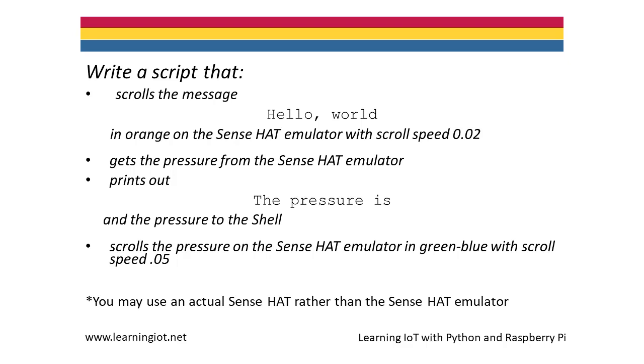We'll write a script that scrolls the message Hello World on the SenseHat emulator, or the SenseHat device if you already have a SenseHat device attached to your Raspberry Pi. In addition to scrolling Hello World on the SenseHat emulator, the script should also get the pressure from the SenseHat emulator and print it out to the shell, as well as scroll the pressure on the SenseHat emulator.